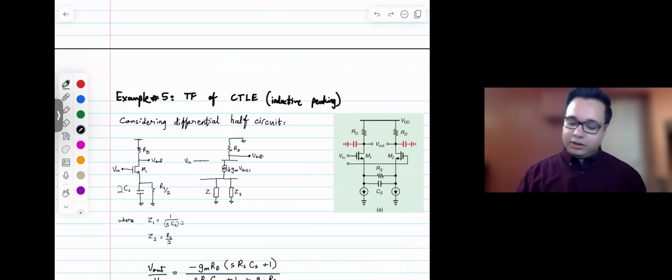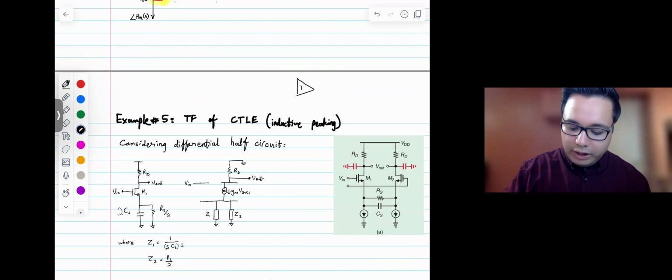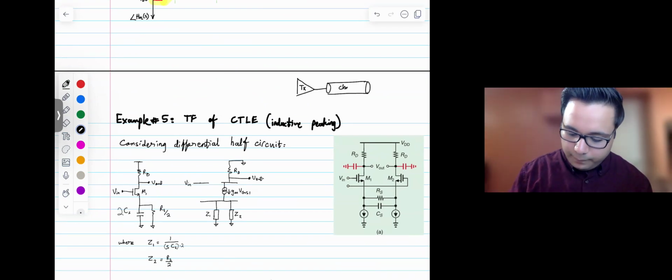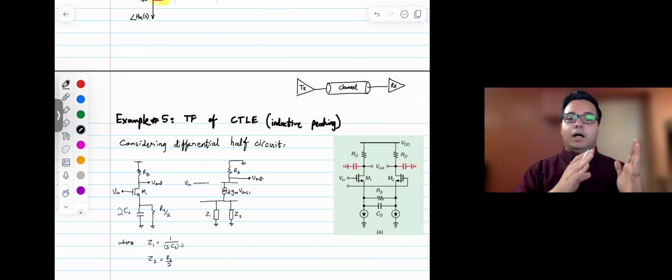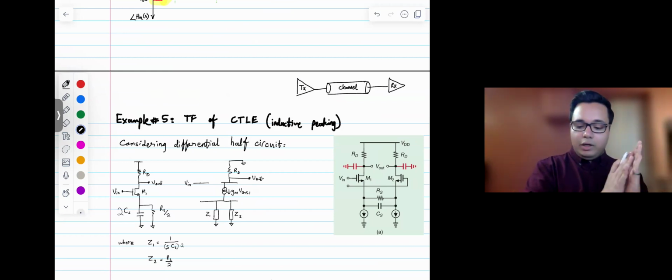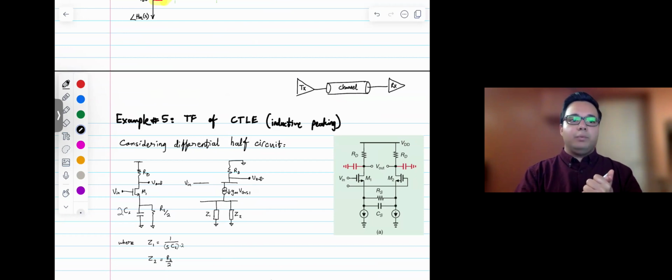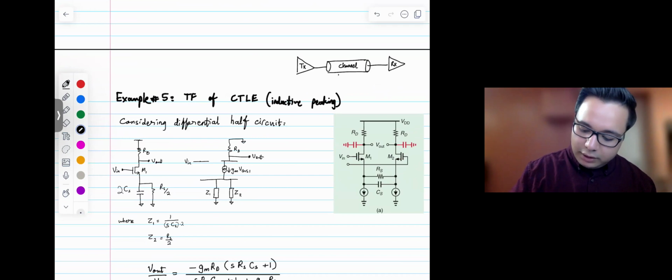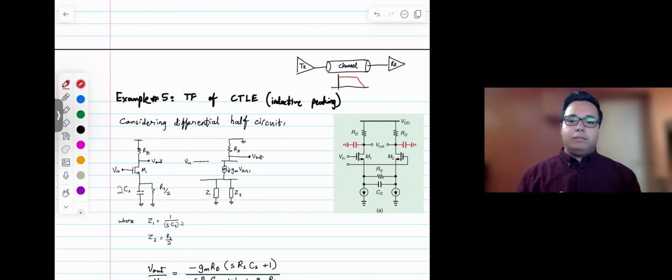So let me put this in context, right? In a typical wireline transceiver, you would have a TX, and then there would be a channel. So let's say this is a channel, and then you would have an RX, right? And the idea is that you want to send an electrical signal, or let's say you want to send bits from TX to RX with as little distortion as possible, right? But what happens is this channel has a low pass response. So what that means is that the channel would attenuate any high frequency content in your signal. And so how do you deal with that, right?